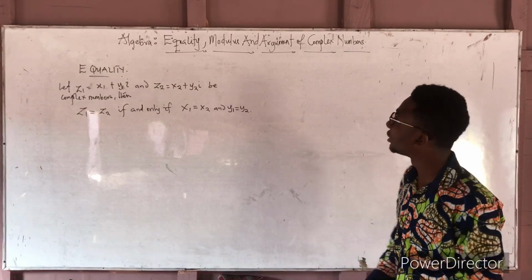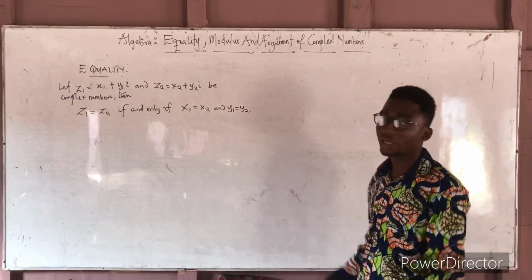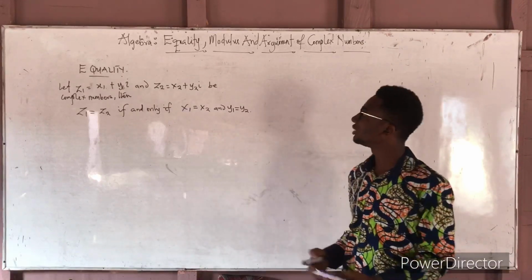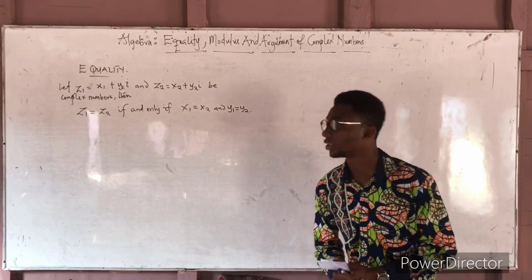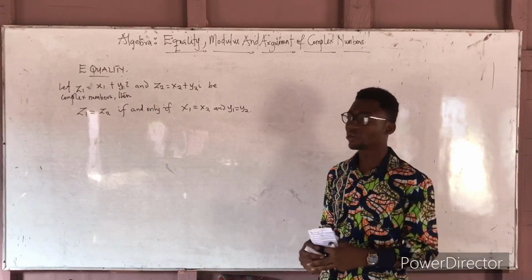So today we'll be dealing with equality, modulus, and argument of complex numbers. Now, when we say two complex numbers are equal, what do we mean?